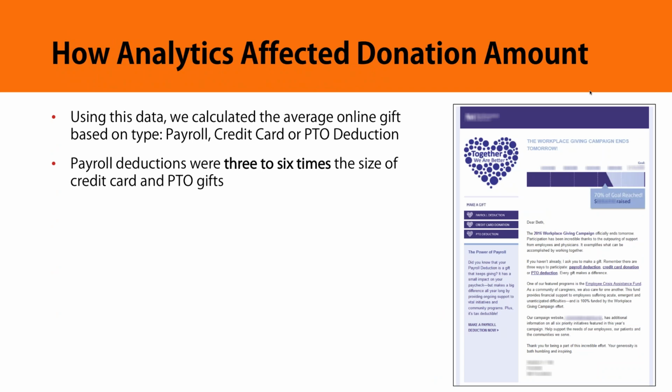We just have one more example to show you of how we use analytics to keep improving our emails. And in this case, it's a way in which our analytics actually increased the amount of donations that we received. So using all the data we had available to us through Kimbia, our team calculated the average online gift based on the type of gift: payroll, credit card, or PTO deduction. We realized that the payroll deductions that employees were making were 3 to 6 times higher than credit card and PTO gifts, which led us to encourage our client, in one of the final emails we sent, you can see in the right-hand column, to focus on the power of payroll.